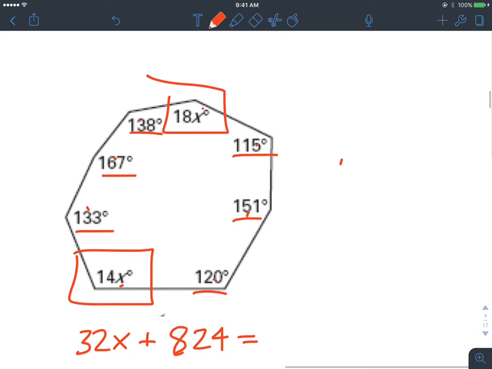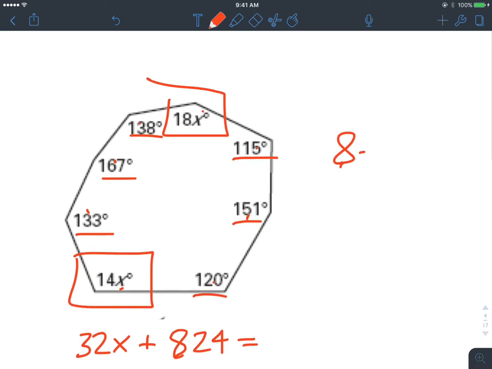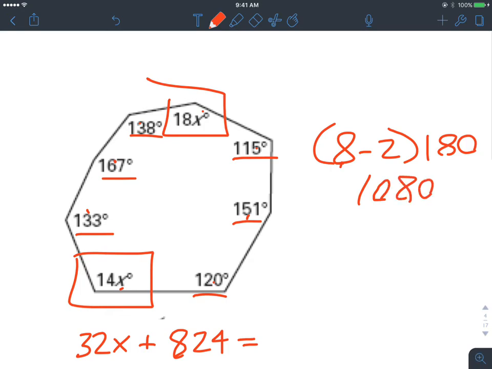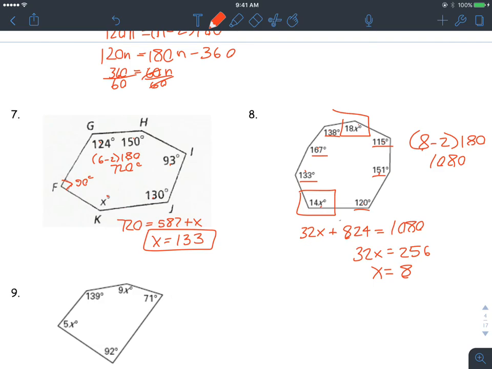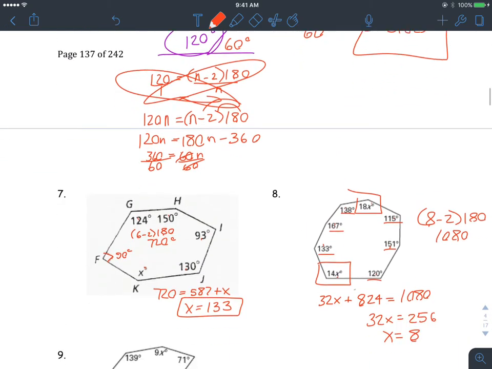So technically, this is an octagon. It's not a regular octagon. We'll go 8 minus 2 times 180. And that gets us 1080. And then we'll go 1080 minus 824, subtract that over. So 32x equals 256. And hopefully that's divisible by 32, and it is. X is equal to 8. And I guess that was all it's asking for, solve for x.